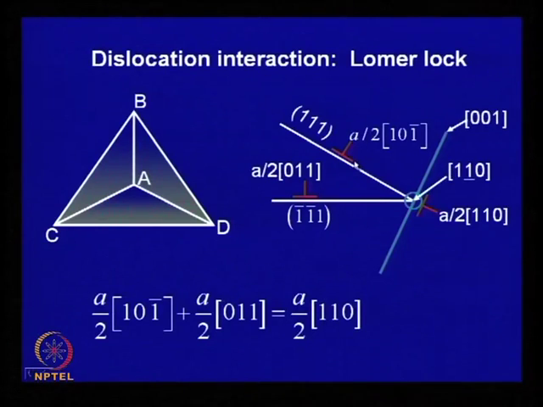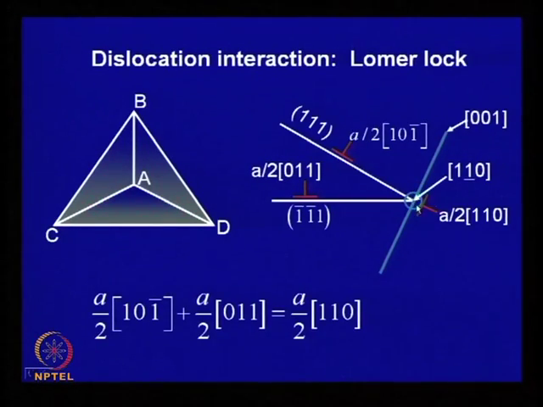The line of intersection of these two planes is [1 1 bar 0], and the Burgers vector is along [1 1 0]. So, the Lomer lock which forms has an edge character, because the Burgers vector is perpendicular to the dislocation direction. On which plane does it lie? Clearly, it is 0 0 1, which is not a common slip plane in the face centered cubic crystal. So, this acts as a dislocation lock.